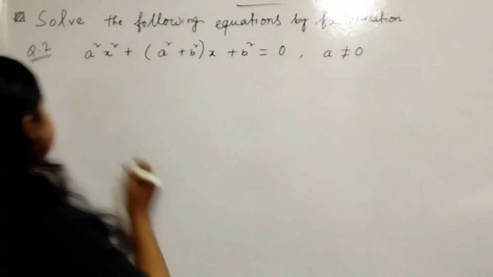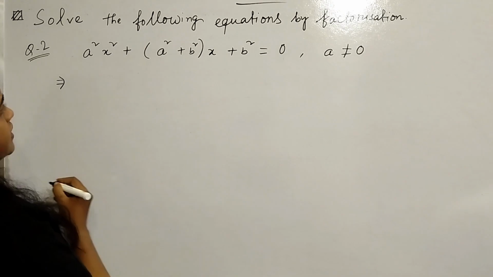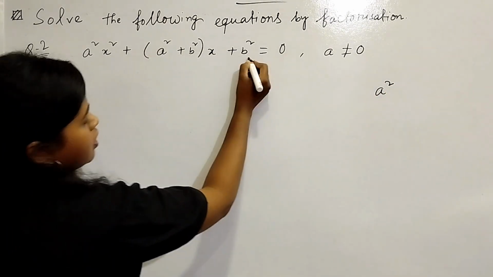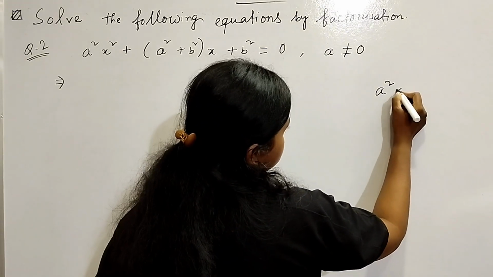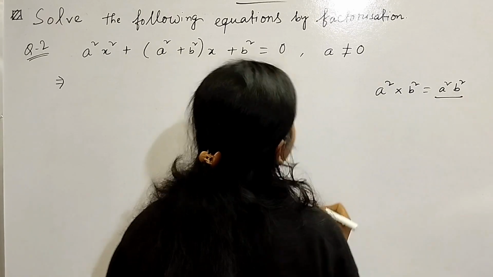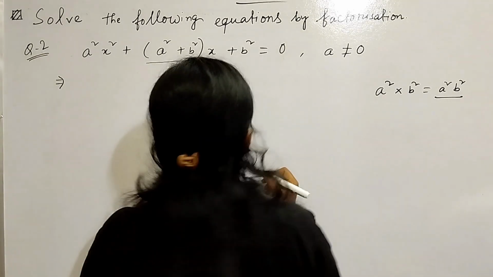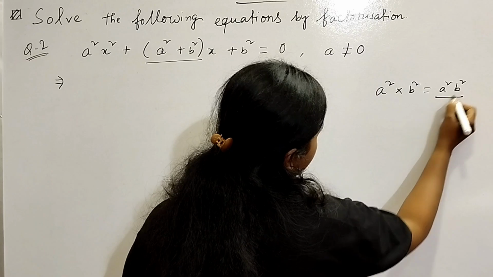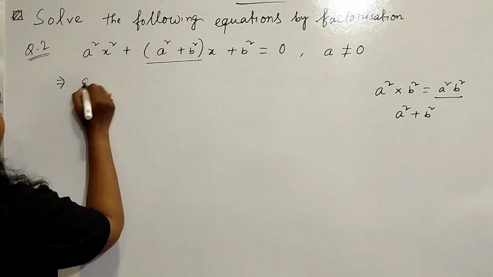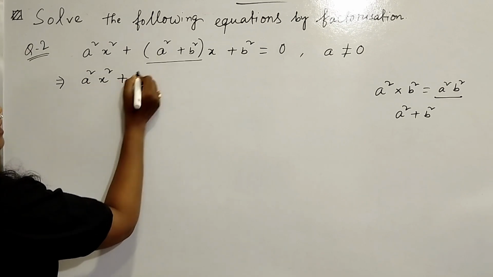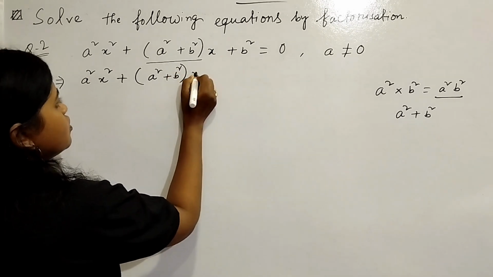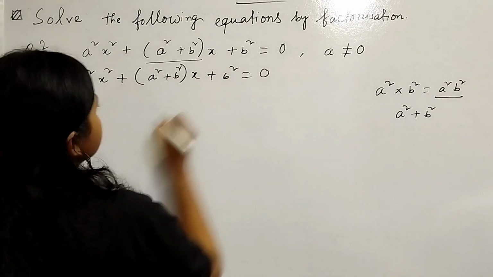Now question number 2. So here the coefficient of x square is a square and the constant term is b square. So a square into b square we get a square b square, and by this product we have to adjust the middle term coefficient. So if I add a square and b square, we get this portion. So write down a square into x square plus, we can write this one, (a square plus b square) into x plus b square equal to 0.